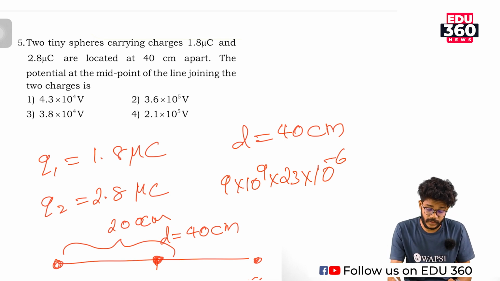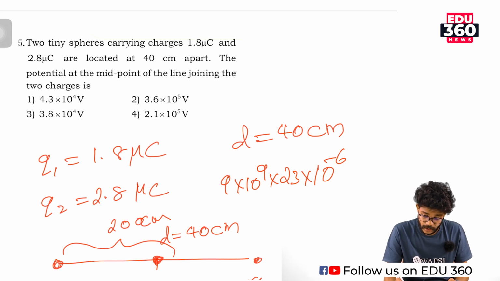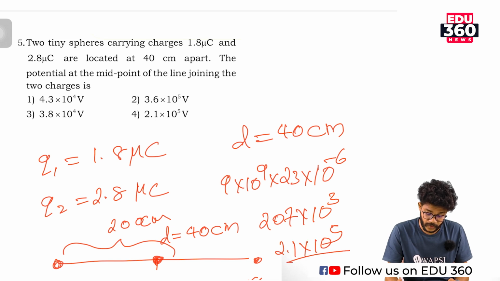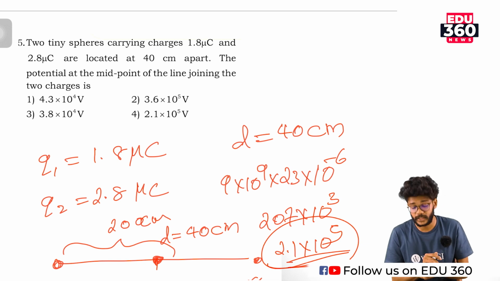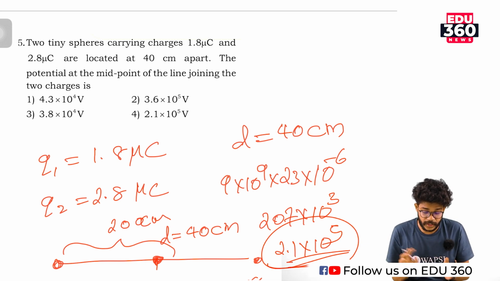So what is 9 into 23? Which is equal to 230 minus 23, which is 207 into 10 raised to 3. That means 2.1 into 10 raised to 5. Okay, approximately 2.07 into 10 raised to 5.